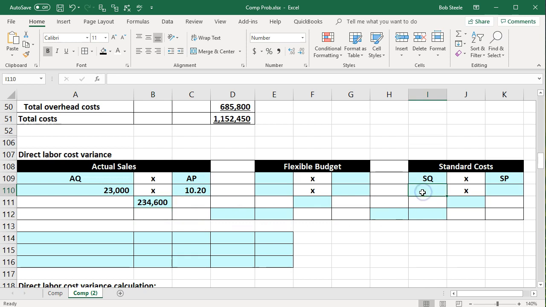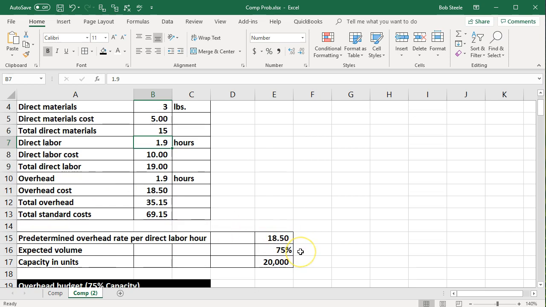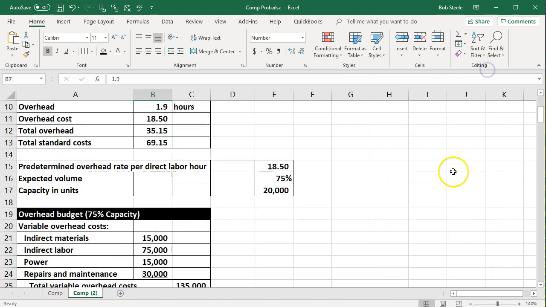Now let's take a look at the standard quantity and the standard price. And we're going to get those up top. Now I've scrolled all the way up here. Note that if we take a look at the quantity, the direct labor is 1.9 per unit. And remember that we're assuming a capacity at 75% of 20,000, which is 20,000 times 0.75, 15,000. That times the hours per unit, which is 1.9, is going to give us the 28,500. Let's do that in our worksheet.